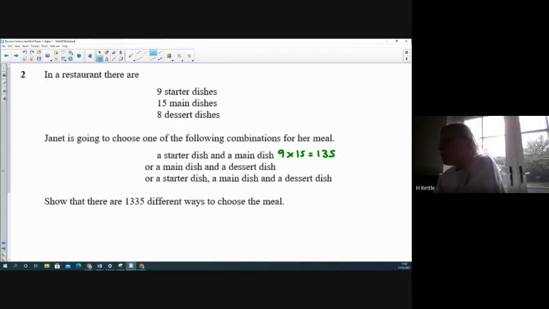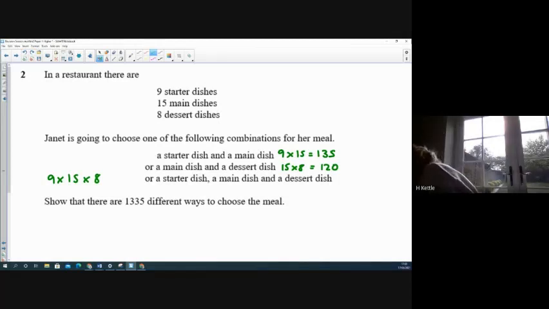Or she might just be fancying a main and a dessert. Now, if she wants a main and a dessert, it's going to be 15 times 8, which is 120. Or she might be pushing the boat out and deciding that she's going to have a starter, a main, and a dessert, which would be 9 times 15 times 8. They're all the different things that she can pick, which is 1,080. So there's 1,080 different ways that she could have a 3-course meal.